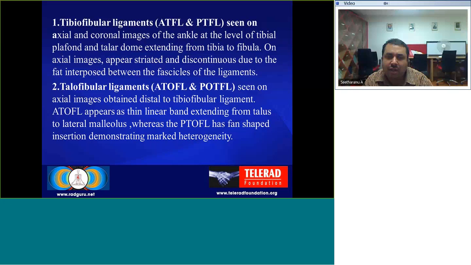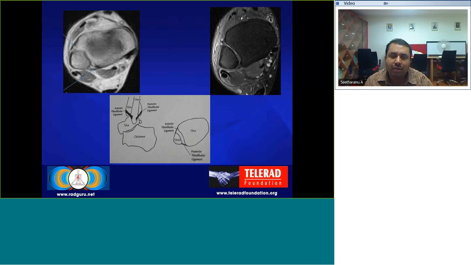The talofibular ligaments are seen slightly lower than the tibiofibular ligaments on the axial images. The anterior talofibular appears as a thin linear band extending from the talus to the lateral malleolus, whereas the posterior talofibular has a more fan-shaped insertion and demonstrates heterogeneity because of the interposition of fat between the fascicles.